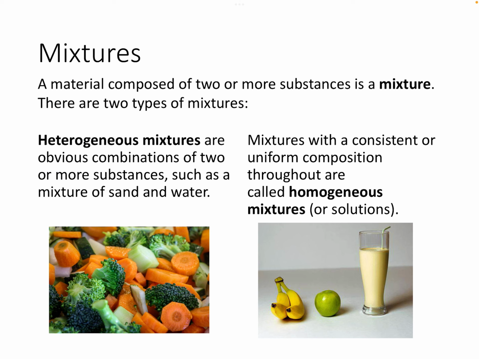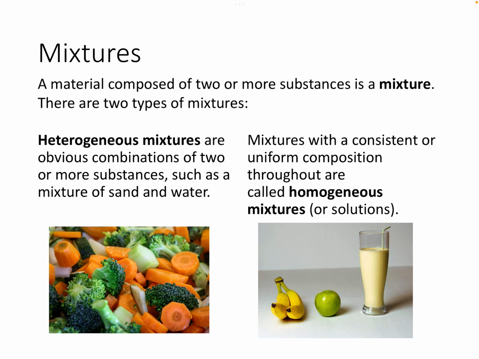All right, so now that we've talked about molecules and atoms, let's talk a little bit about mixtures. So if we have a material that's composed of 2 or more substances, we call that a mixture. And there are actually 2 types of mixtures. We have heterogeneous mixtures and homogeneous mixtures, which is sometimes pronounced homogeneous. So either way you pronounce it is fine.